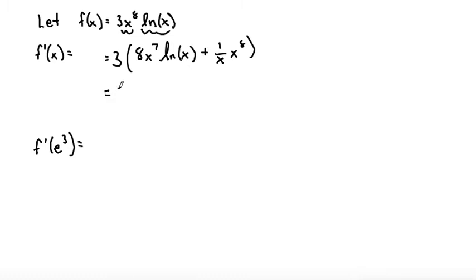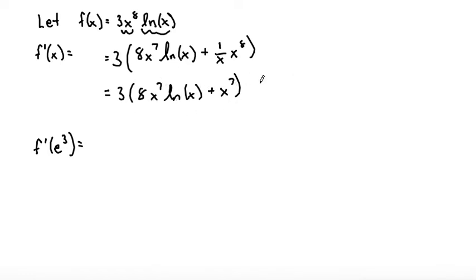We can write this as 3 times 8x to the power of 7 natural log of x. If we're doing 1 over x times x to the power of 8, one of the x's on top and bottom can cancel, and that will make plus x to the power of 7. So I think that's pretty much the derivative.